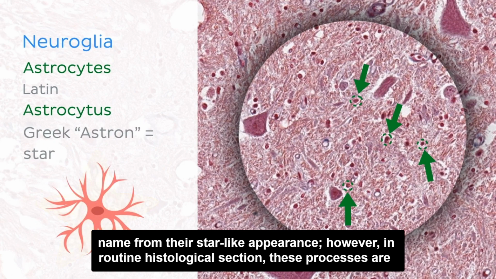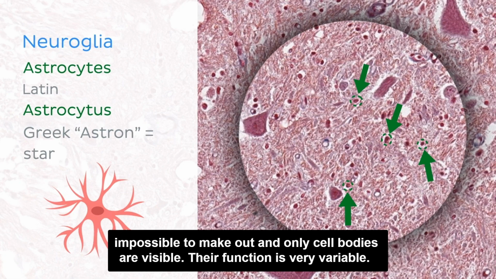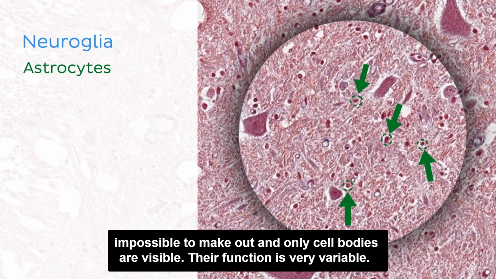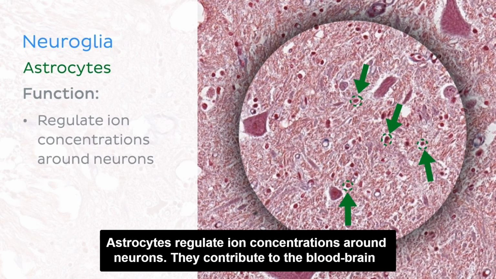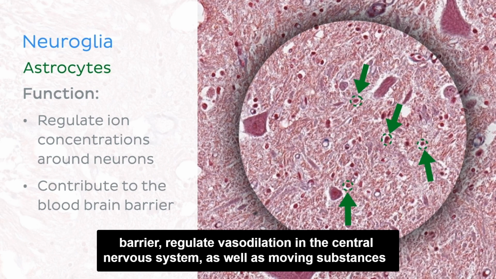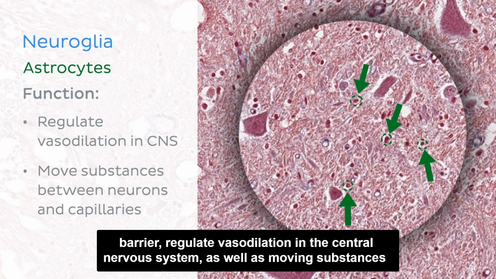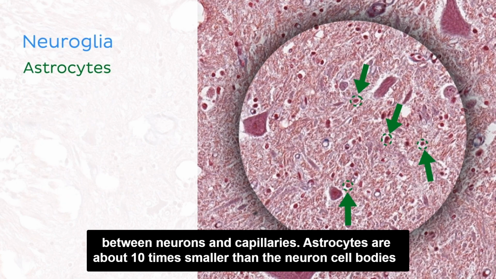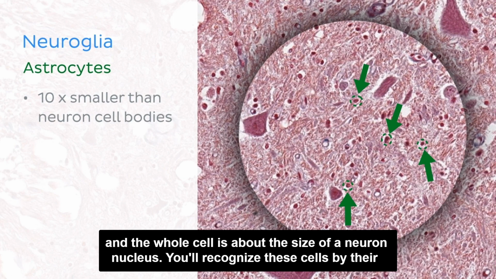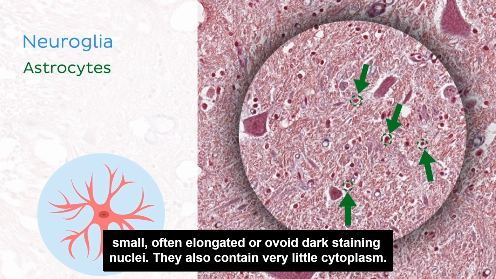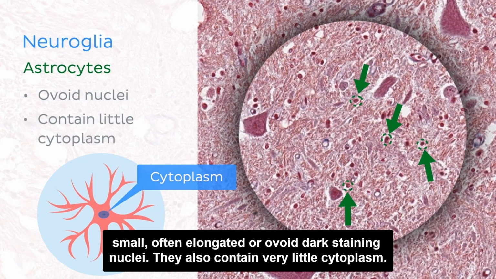However, in routine histological section, these processes are impossible to make out and only cell bodies are visible. Their function is very variable. Astrocytes regulate ion concentrations around neurons. They contribute to the blood-brain barrier, regulate vasodilation in the central nervous system, as well as moving substances between neurons and capillaries. Astrocytes are about 10 times smaller than the neuron cell bodies, and the whole cell is about the size of a neuron nucleus. You'll recognize these cells by their small, often elongated or ovoid, dark staining nuclei. They also contain very little cytoplasm.